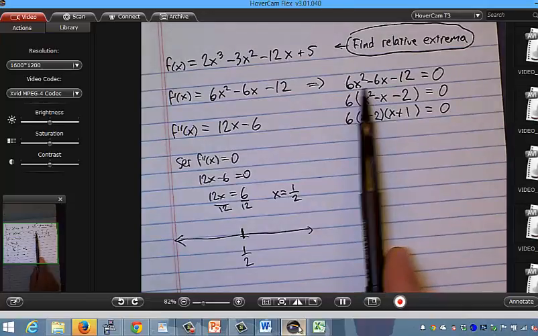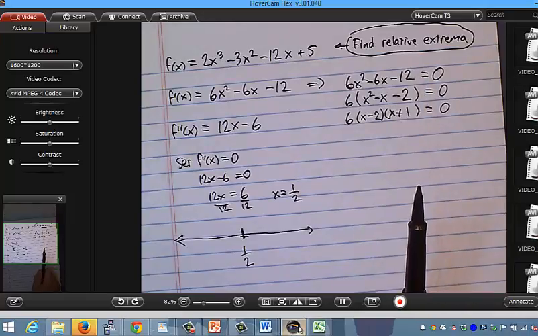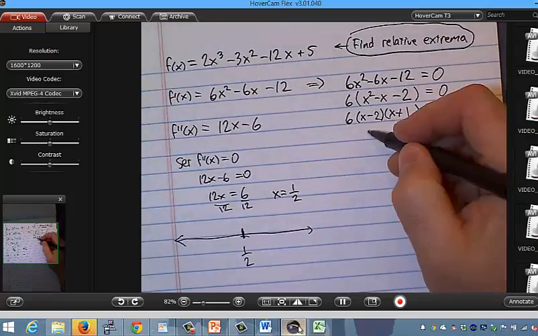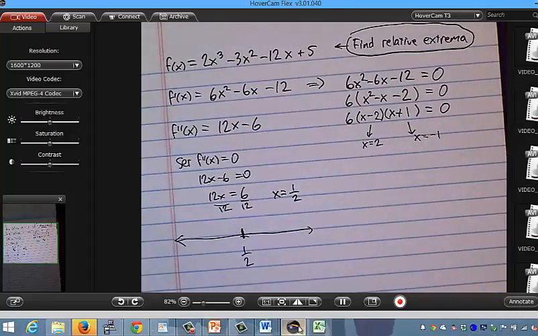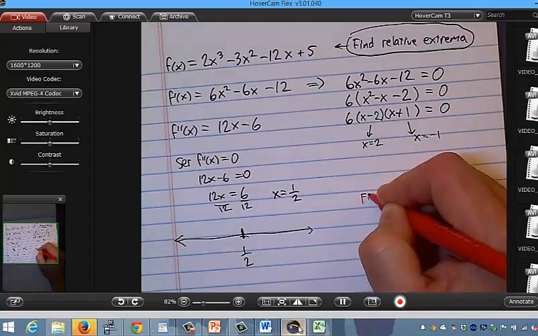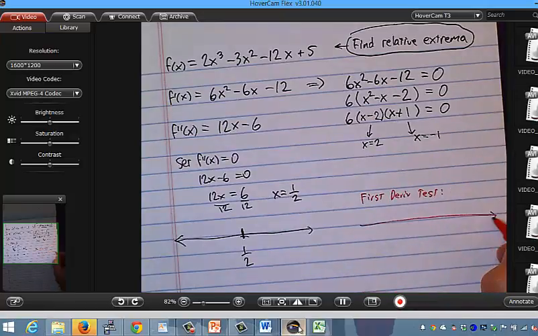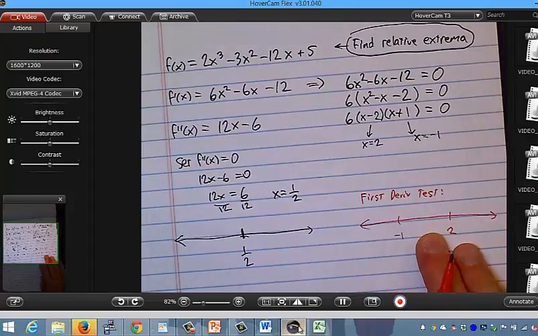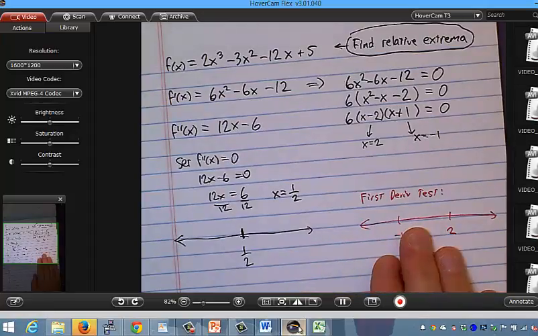Hey, guys, if you couldn't factor this equation, how else could you solve it? The quadratic formula, remember that one? That comes in handy also, okay? But we can solve it. We get x equals 2, and we get x equals negative 1, okay? And what you do, of course, normally, if we do the first derivative test, how does that work? That's from last time. Well, you would put negative 1 on the number line, and you'd put positive 2 on the number line, and then you would test 1, 2, 3 points, and then you'd know, right, if it's a maximum or a minimum. You guys with me? I don't want to do this today.